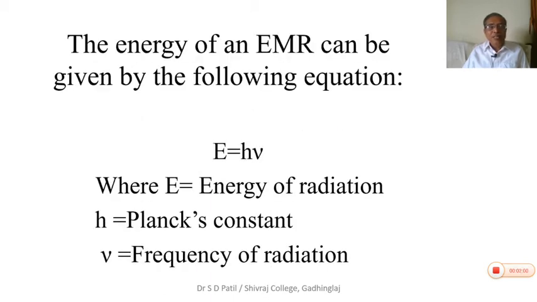propagation. The energy of an electromagnetic radiation can be given by the following equation: energy equal to h nu, where E is energy of radiation, h is Planck's constant, and nu is the frequency of radiation. So this is the general formula which is used in all spectroscopical analysis.